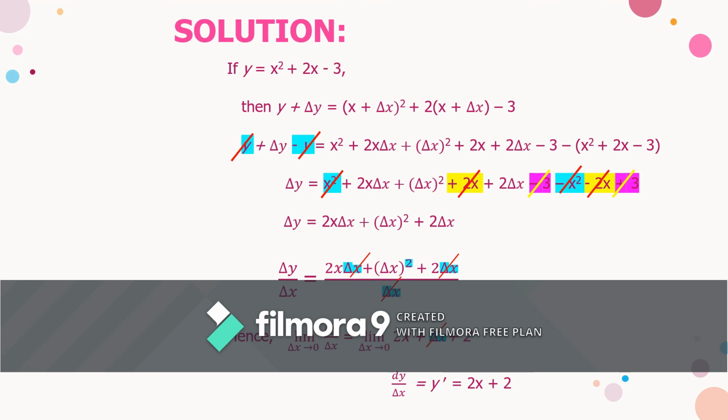Okay, and then last step, we will find the limit of the expression on the right side of the equation. So the limit of 2x plus delta x plus 2 as delta x approaches 0. The one term delta x is 0 already. So what is left is 2x plus 2. So the value of the derivative is 2x plus 2.